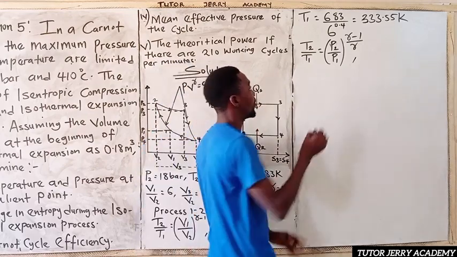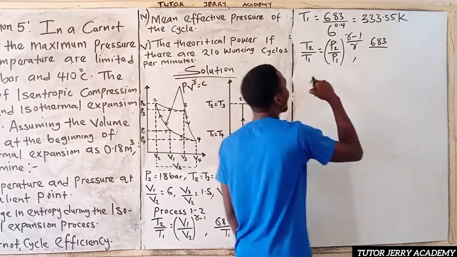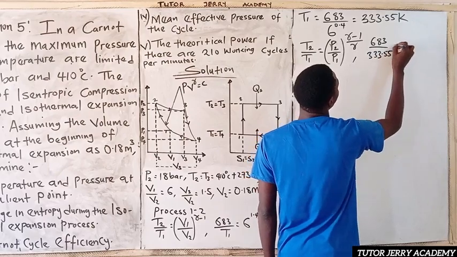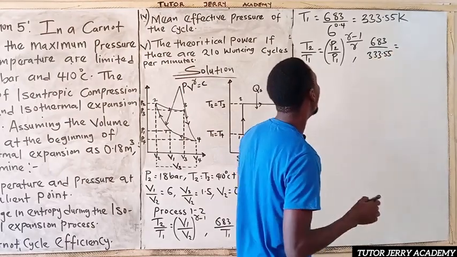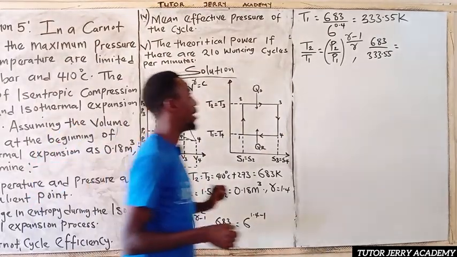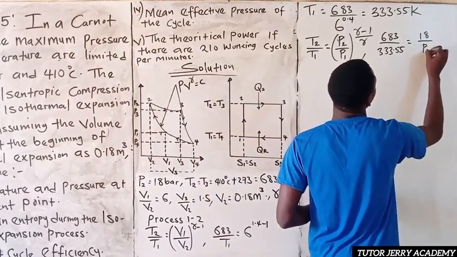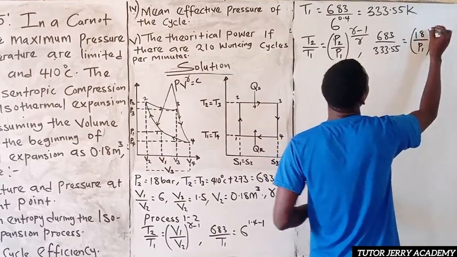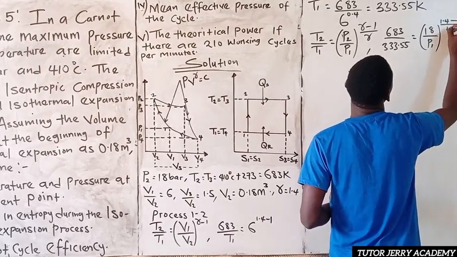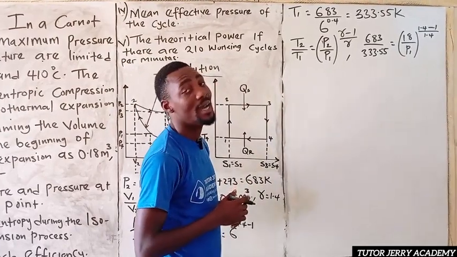We already have our T2. Our T2 is 683 all over our T1. Our T1 is 333.55. So this will be equal to P2. What is our P2? Our P2 is given to us as 18 bar. So that is 18 all over P1 all to the power of gamma, our gamma is 1.4 minus 1 all over 1.4. All right. So we are going to make P1 the subject.